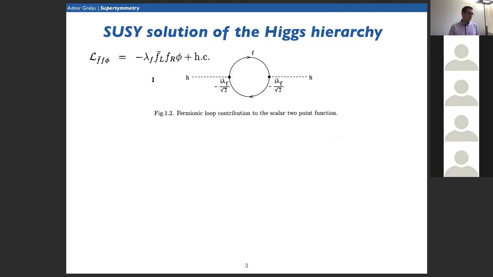Okay, so remember the Higgs hierarchy problem. For example, the correction to the Higgs self-energy coming from the top quark was sensitive quadratically to the new physics scale. We had this interaction between the Higgs and the quark, and there is this lambda F, the Yukawa coupling. So how does supersymmetry solve this problem?